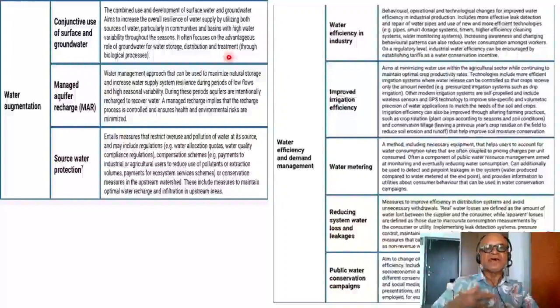It often focuses on the advantageous role of groundwater for water storage, distribution, and treatment through biological processes or natural filtering. So not enough is done to, in fact, make sure that groundwater recharge happens, especially because extreme rainfall is increasing. Drainage systems and vegetation are not able to handle the runoff from heavy rain, so much of it runs off into the ocean, but these methods can be used, like also agroforestry, nature-based solutions, artificial wetlands that we talked about previously, and so on and so forth.